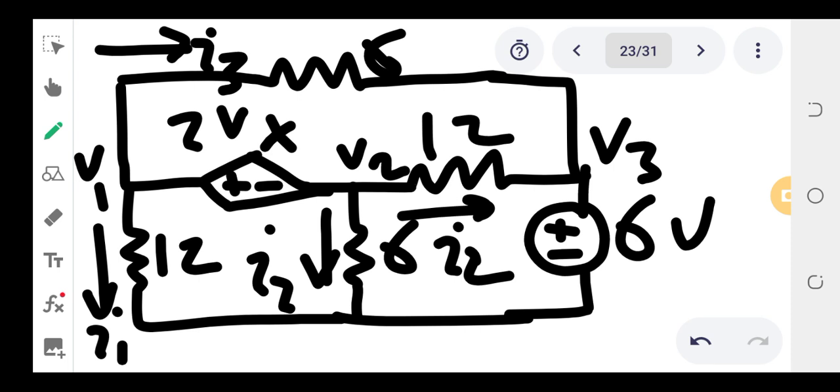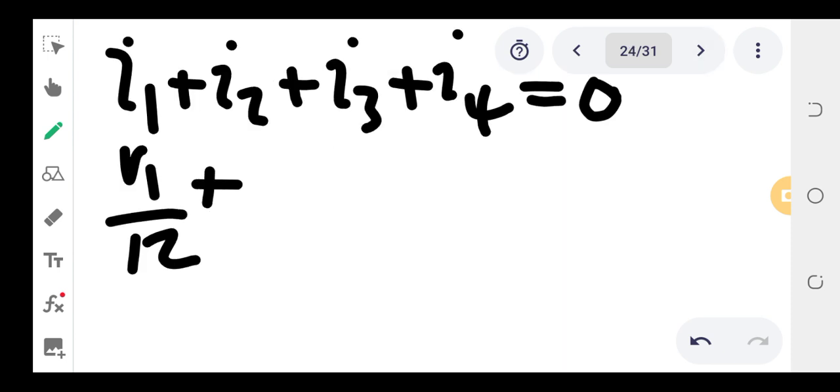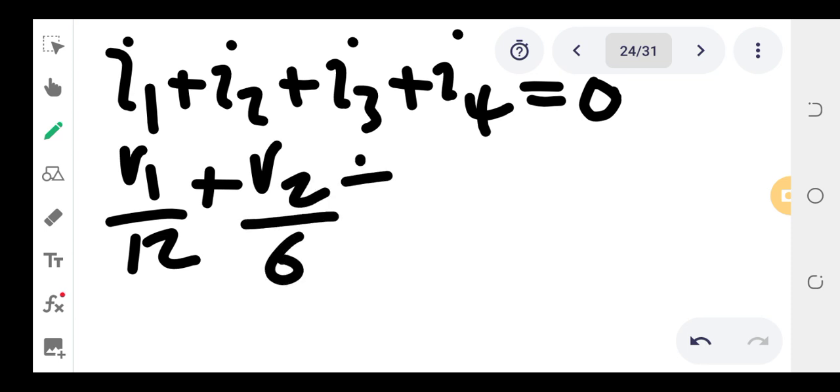Our I2. How many I2s do I have in the circuit? Oh, this is I4. Okay. So our I2 is equal to V2 over 6, plus our I3 is equal to, let me go back.